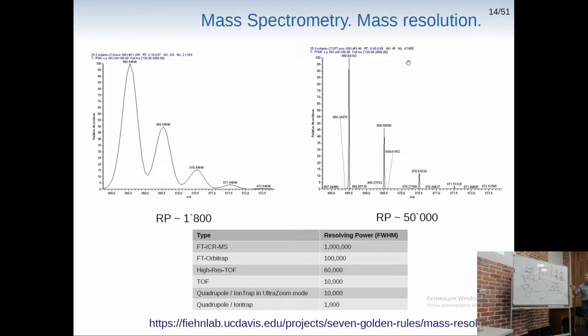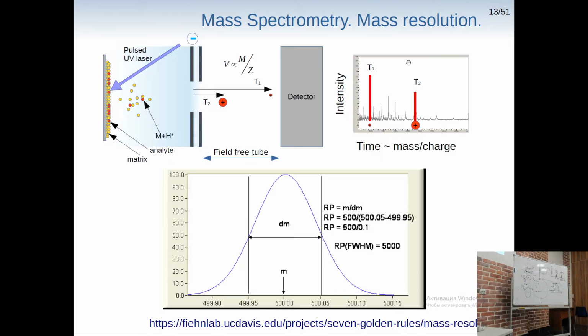The resolution is different at different masses. That's why we actually put in this formula the m here, m over dm. From this idea, we know that if we are working with small molecules, we can resolve them quite nicely, and if we are working with big molecules, the resolution would not be as good. That's why mostly in proteomics we are working with peptides. They're small enough.